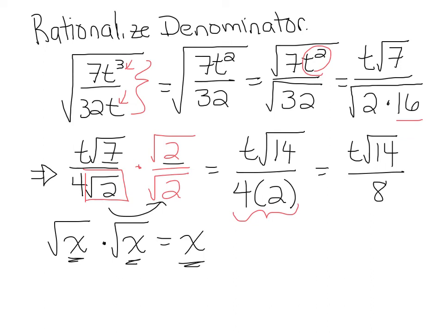At this point, we are done. We can't simplify any further. Some of you may be tempted to simplify the 14 and 8 because they both can be divided by 2. However, we cannot do this because one is under the radical and one is outside of the radical. They would both have to be either outside the radical or both inside the radical in order to do that. So we are completely simplified.